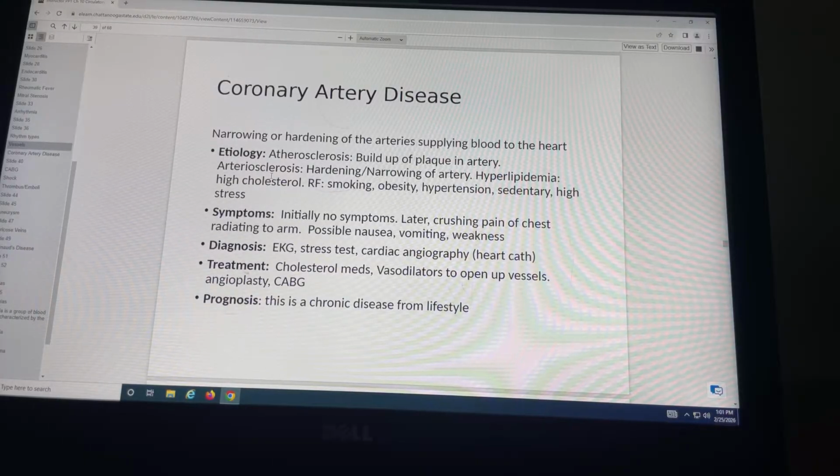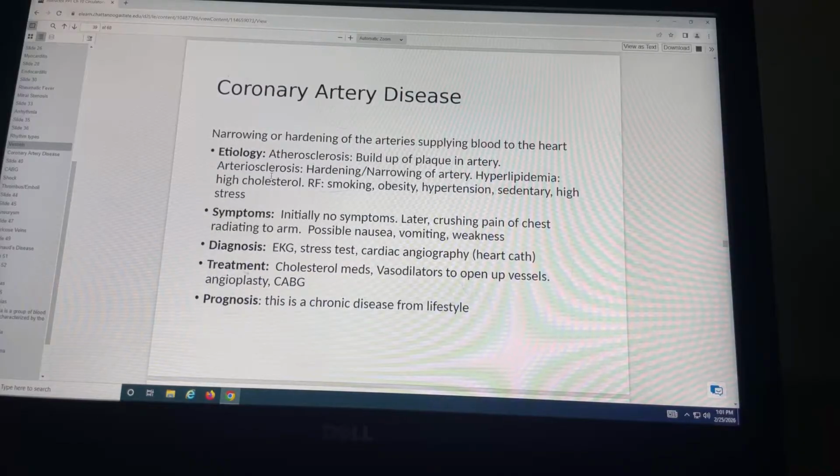Like I said, etiology, the cause of this, is atherosclerosis. That's what we call the buildup of the plaque, right? Like the cholesterol, we might also hear it called lipids, lipid deposits. Those are all related to that. And then the hardening is the arteriosclerosis.